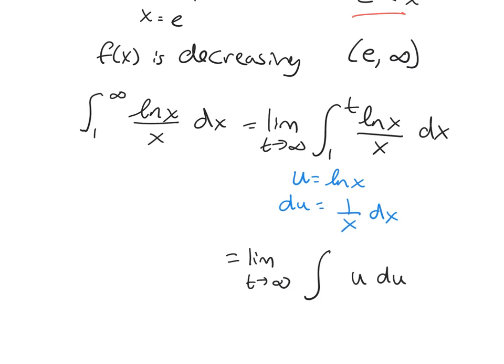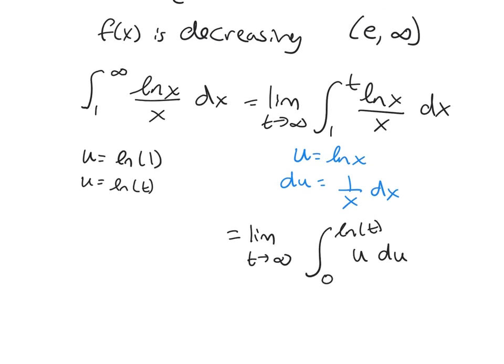I just did a substitution on a definite integral. I have bounds. What's the thing you have to worry about? You have to change the bounds, right? So let's figure out what the new numbers are. Let's plug in our original numbers in place of x. So u equals ln of 1, which is 0. So my new bottom number is 0. u equals ln of t. That's my new top number, ln of t.